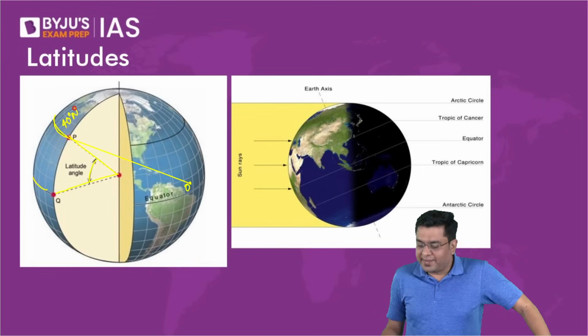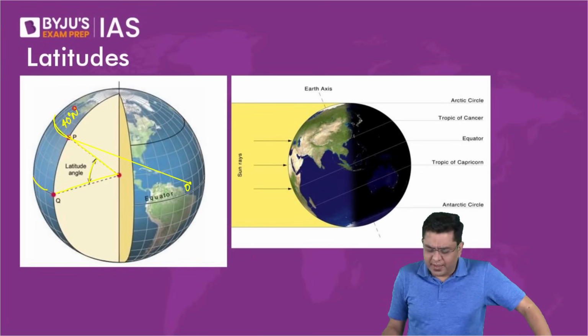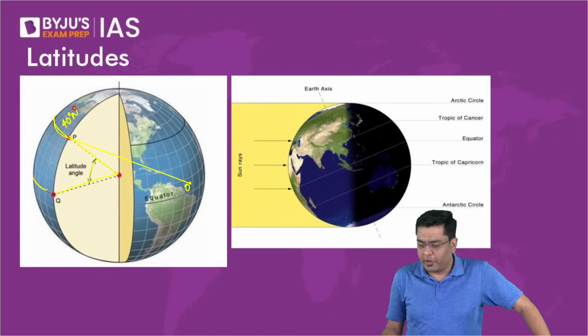And does the sun's distance also affect the earth's seasons? No, it does not.